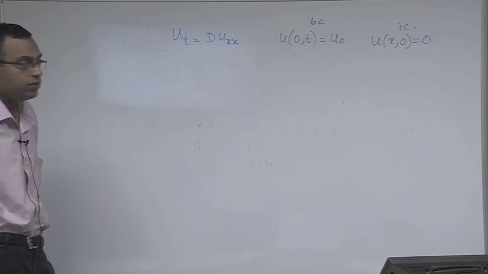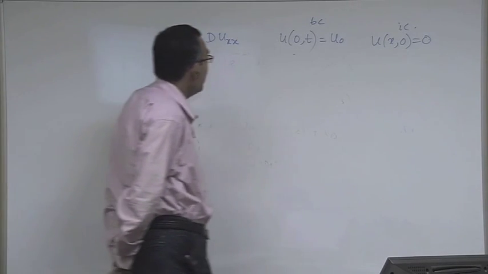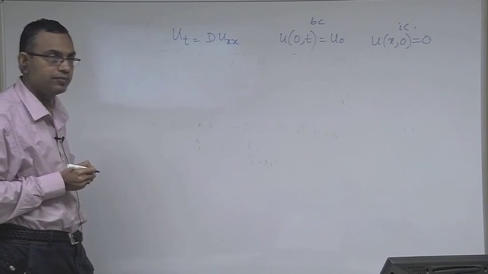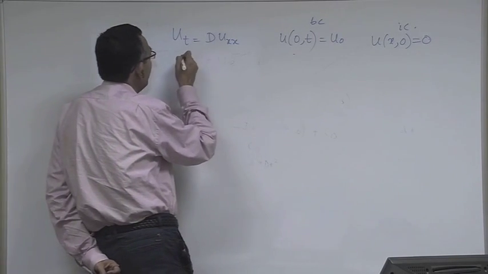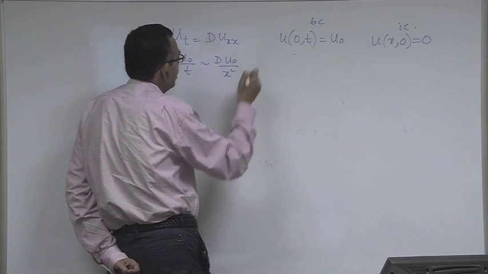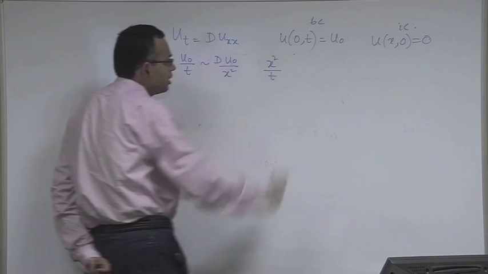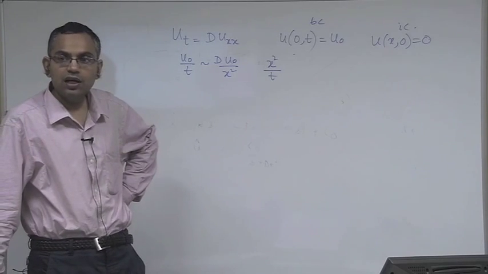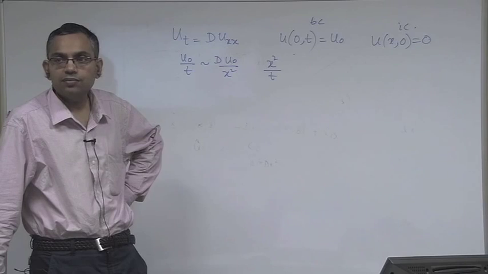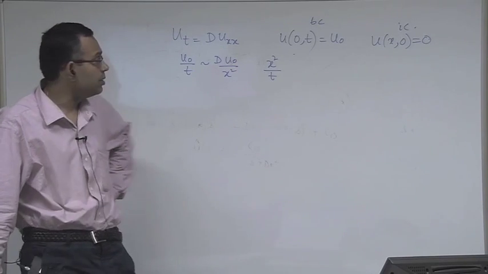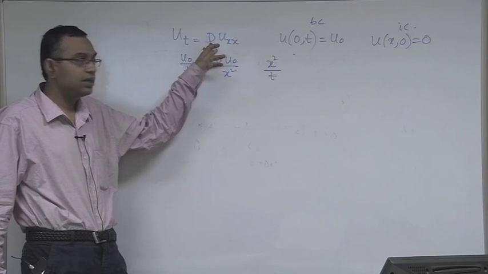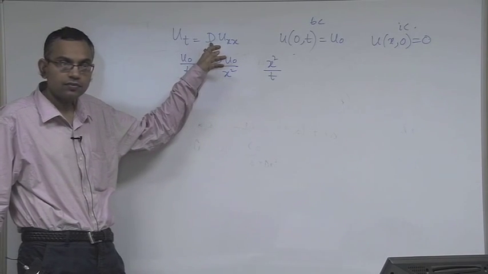Now, we have seen that the time scale and the length scales are related in this particular problem. So if you have these two terms only, u0 by t is of the order of d u0 by x square. That means x square by t is a similarity variable for this problem. This is how the length scales and time scales are related. So we had worked out a problem. Where is the similarity between this and the Stokes first problem? This is the governing differential equation for the Stokes first problem, with d being replaced by the kinematic viscosity.